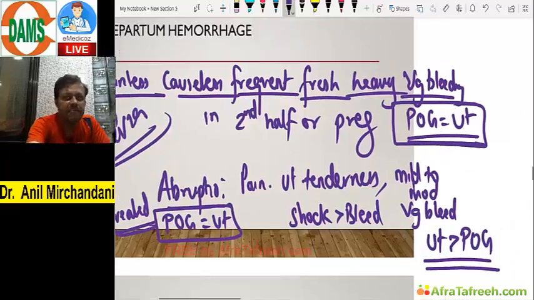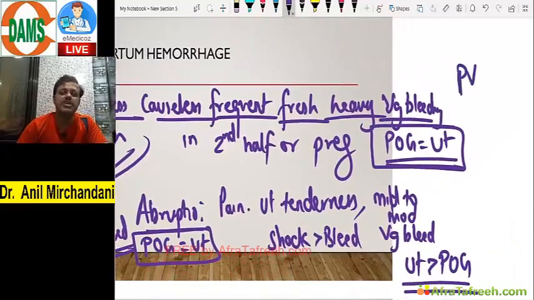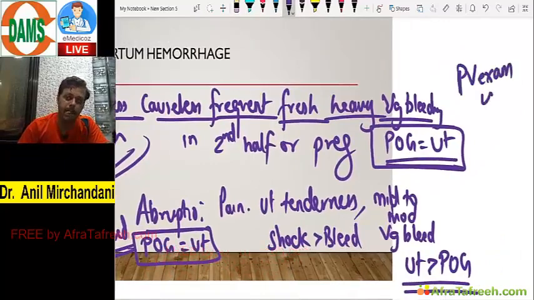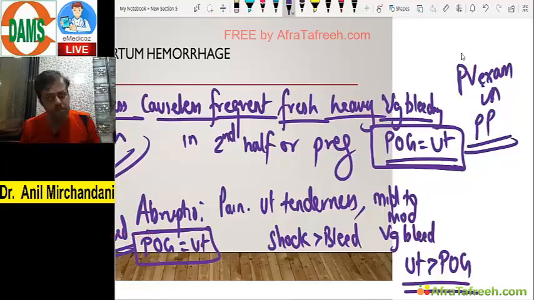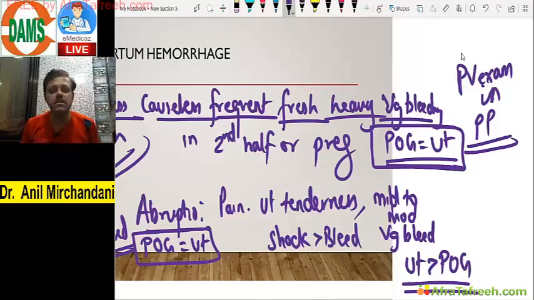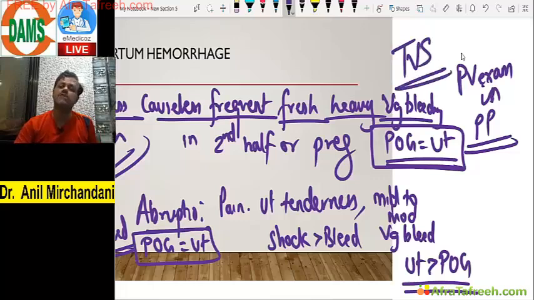Never ever do PV examination in placenta previa. How do you know she is a placenta previa case? Remember this line: painless bleeding, never do PV. Painful bleeding, always do PV. Painless bleeding is a marker of placenta previa. You don't do PV examination. You better do transvaginal sonography, which is the investigation of choice. Painful bleeding, you always do PV.